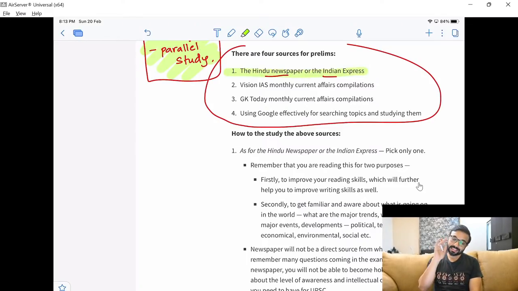Read from that. Stick to one newspaper. Don't try to change it too much. If you become bored of one newspaper, you can change it a little bit to freshen up. But you don't need more than one newspaper.